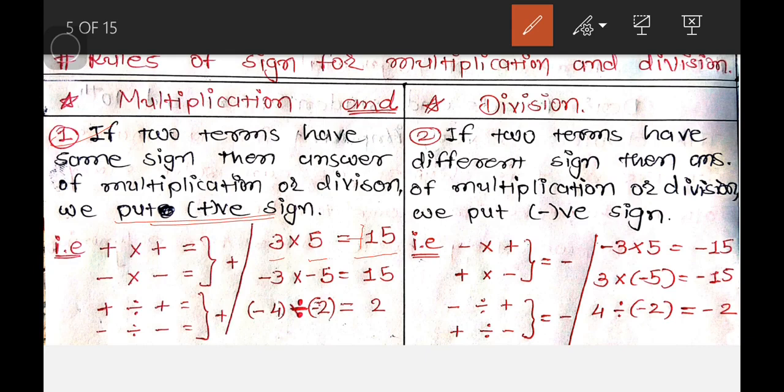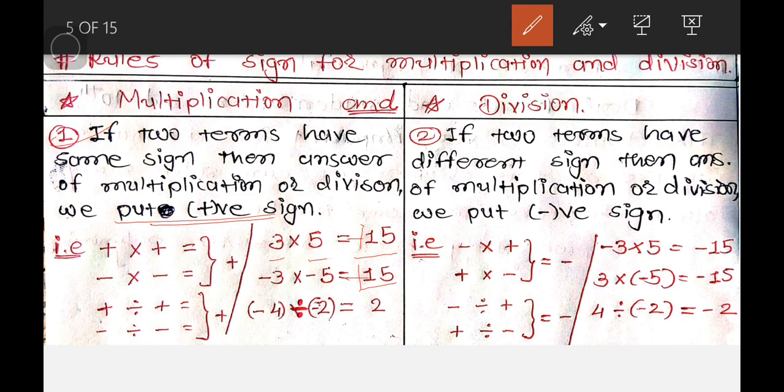Now the second example, here minus 3 multiplied by minus 5. So first we multiply 5 by 3. 5 into 3 is equal to 15. Here 3 and 5 both have a negative sign, minus, so they have the same sign, then we put a plus sign. So here I have put a positive sign.